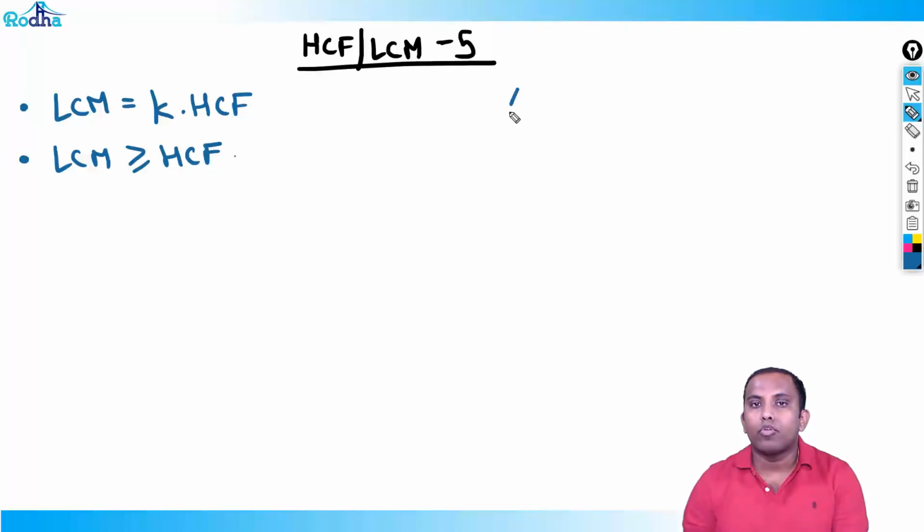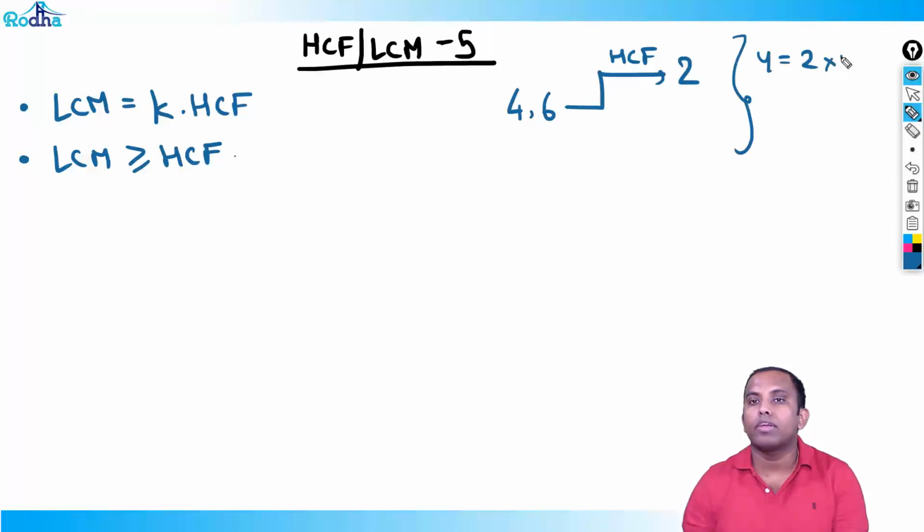Take an example of 4 and 6. What is the HCF of 4 and 6? The HCF of 4 and 6 is 2, obviously. Because 4 is 2 into 2, and 6 is 2 into 3 in terms of co-prime. 2 and 3 are co-prime and 2 is the HCF. What is the LCM? LCM will obviously contain a 2, and then 2 and 3 are co-prime. So what is the LCM? 2 into 6 is 12.